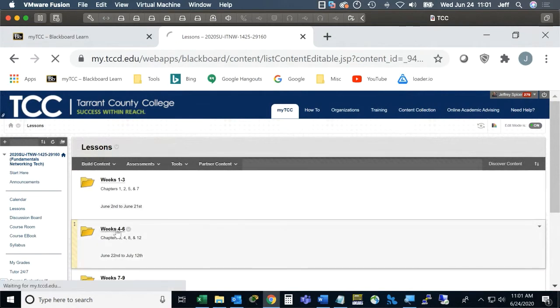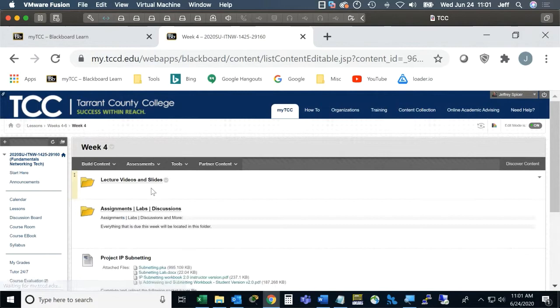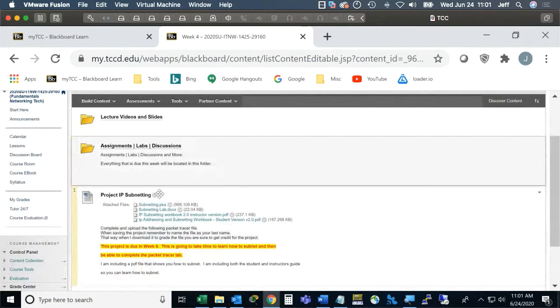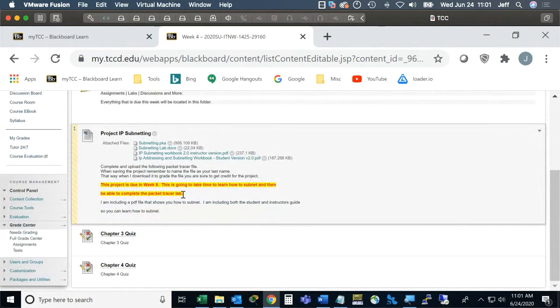So weeks 4 through 6 and week 4. So we're also starting the project IP subnetting. So that's a big. I can't believe it's already week 4.